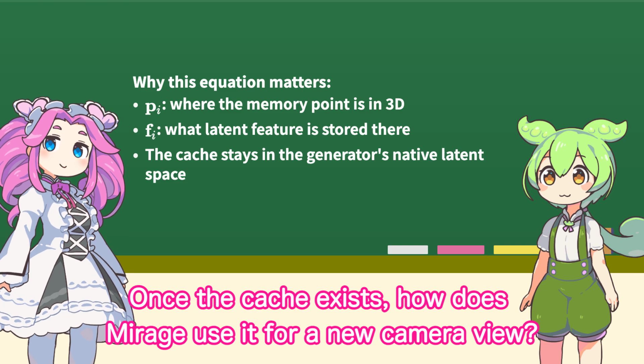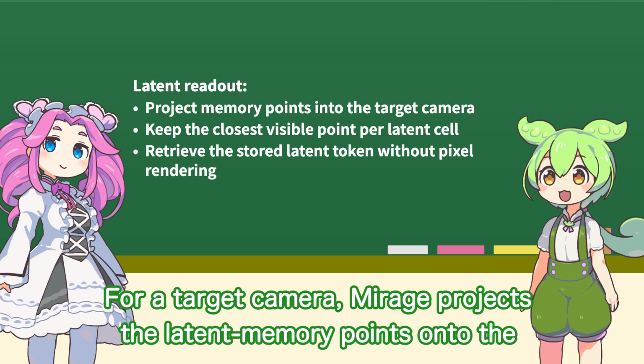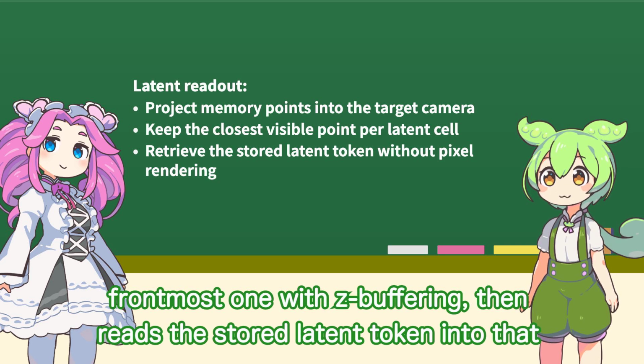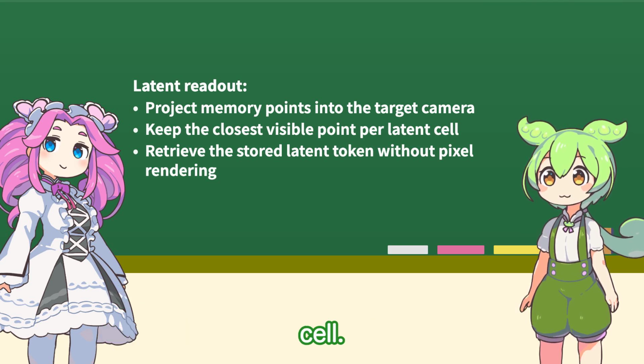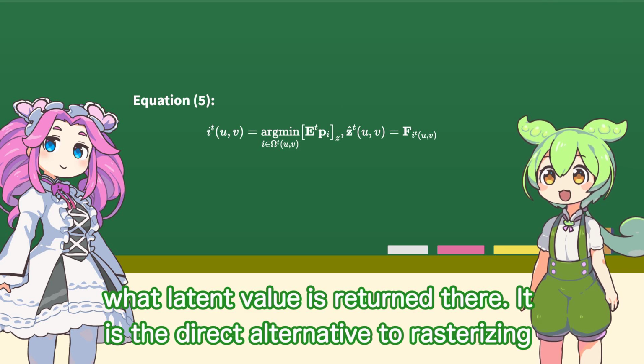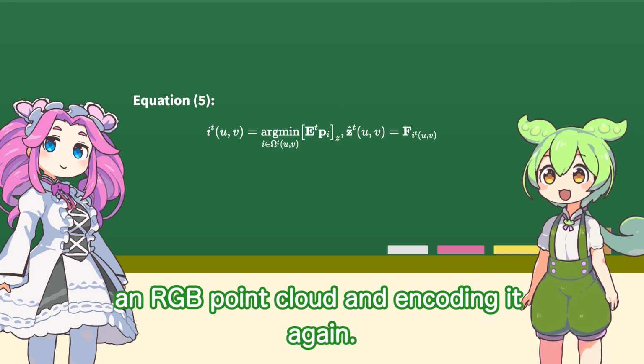Once the cache exists, how does Mirage use it for a new camera view? For a target camera, Mirage projects the latent memory points onto the target latent grid. If several points land on the same cell, it keeps the frontmost one with z-buffering, then reads the stored latent token into that cell. The readout equation defines which memory point fills each target cell and what latent value is returned there. It is the direct alternative to rasterizing an RGB point cloud and encoding it again.